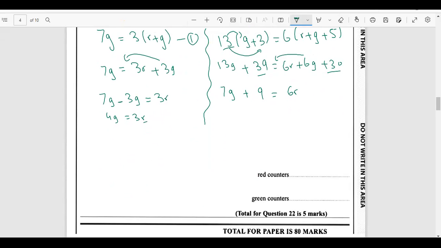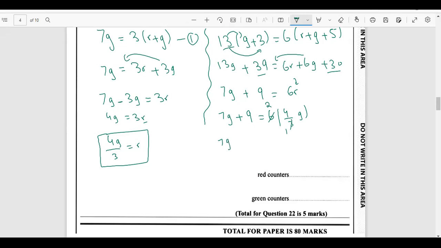So I can make R the subject over here. So 4 by 3 into G is basically R. I can use this value over here. This would give me 7G plus 9 equals 6 into 4 by 3G. It's 1 times, it's 2 times. 7G plus 9 equals 8G. I can take this 7G to the other side and it would give me 9 equals G. So I have 9 green counters. That is the correct answer.